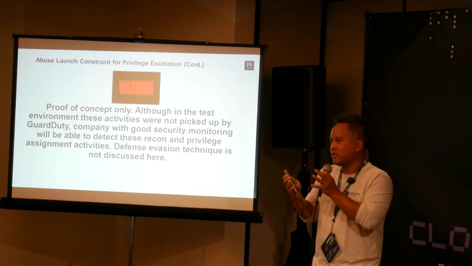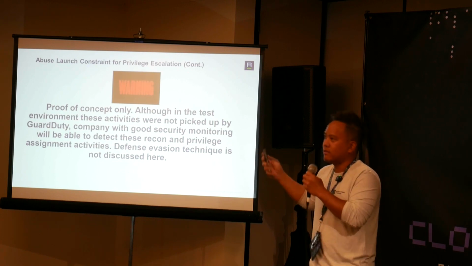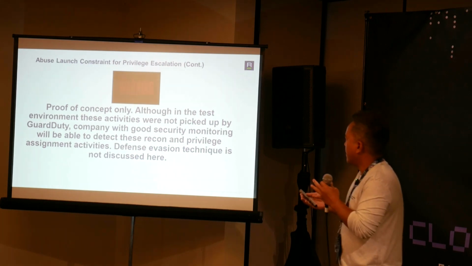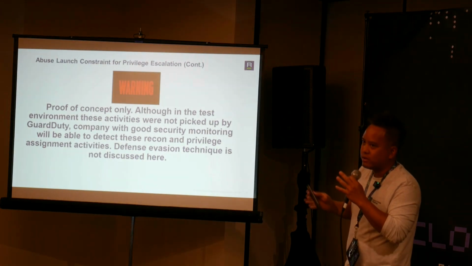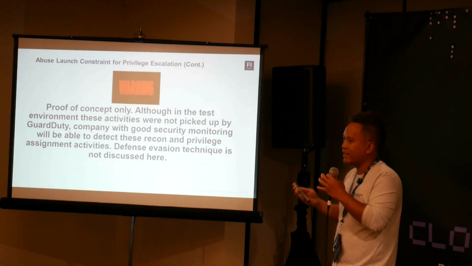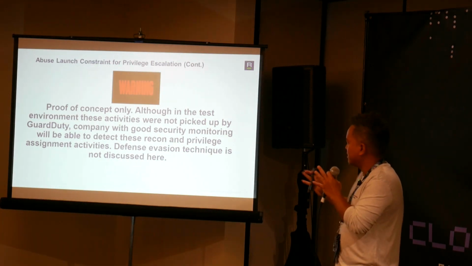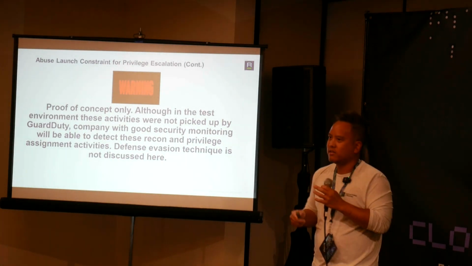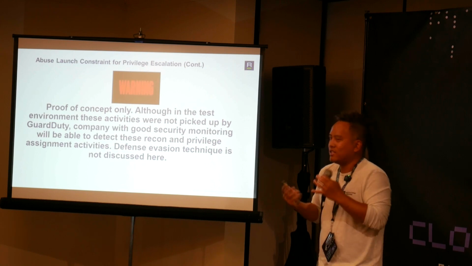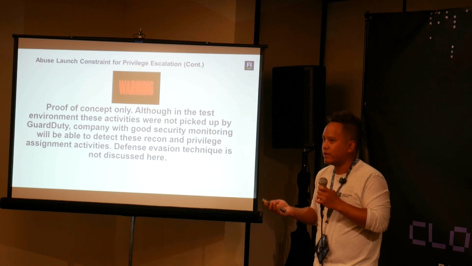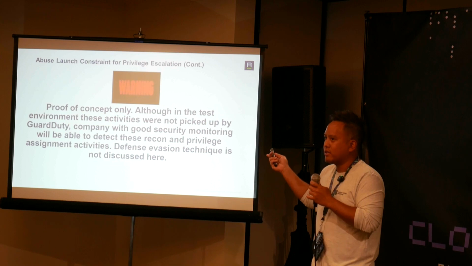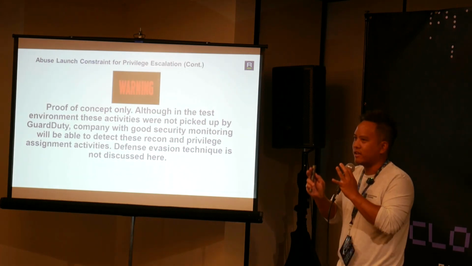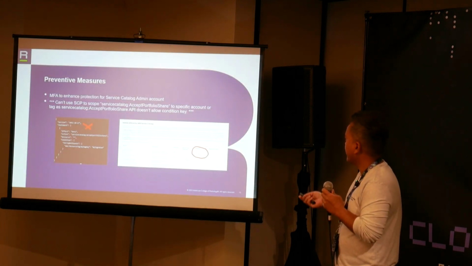Mainly because I'm using the service catalog admin account, which makes the kind of common API calls that a service catalog admin would make. But any company with a good detection system will be able to detect this. I'm not discussing the defense evasion technique here, but if you heard the talk two talks earlier about evading CloudTrail, it's very easy to evade the CloudTrail events involving service catalog if you use the non-production endpoint. I'm not discussing that in detail, but we'll talk about that.